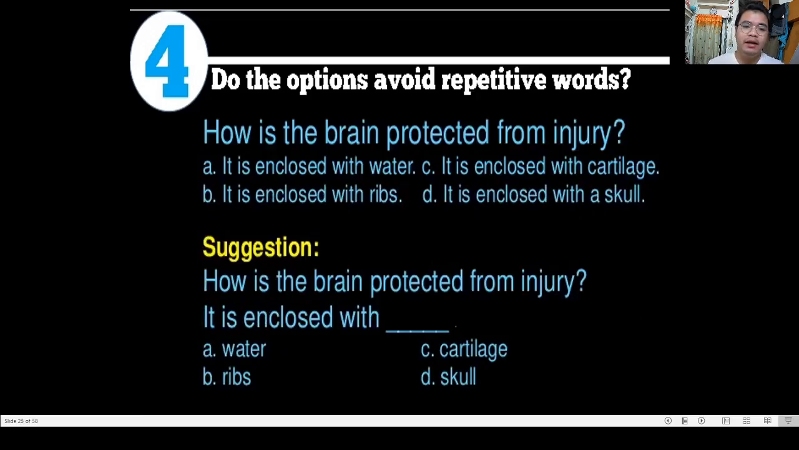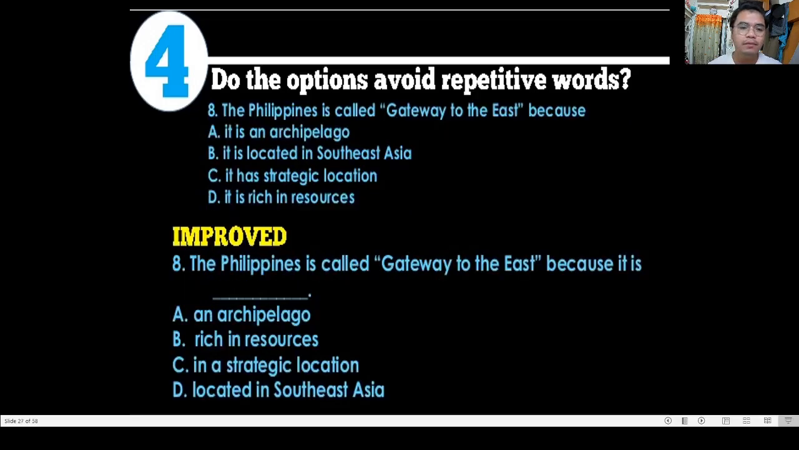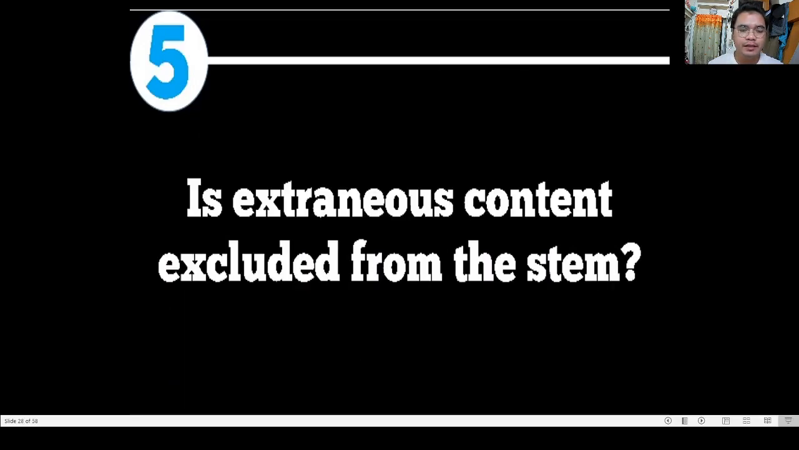Okay? The fifth question, this one also. How is the brain protected from injury? It is enclosed with water. It is enclosed with grease. So, palitan mo na yung it is enclosed. Lagay mo na lang sa stem. Okay? Enough of these. Let's talk about number 5.